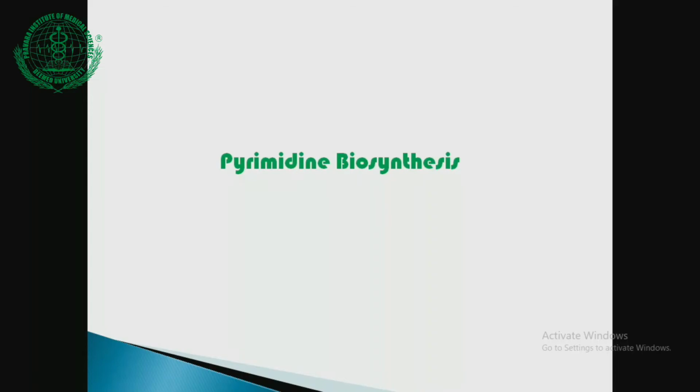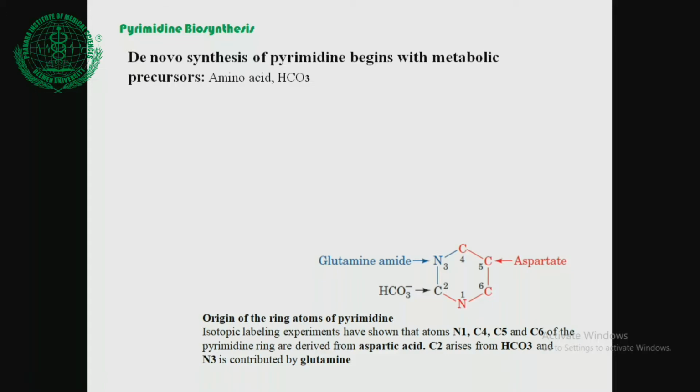Let's view pyrimidine biosynthesis. A radioisotopic labeling experiment has shown ring atoms of pyrimidine have been acquired from precursor molecules. Carbon 4, carbon 5, 6 and nitrogen 1 is acquired from aspartate. Carbon 2 is acquired from bicarbonate. Nitrogen 3 is acquired from glutamate.